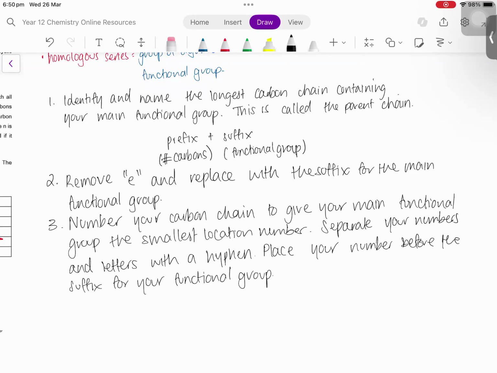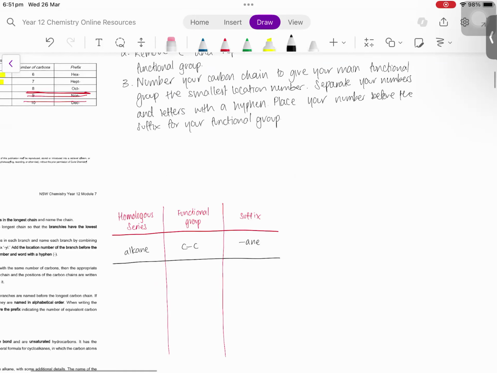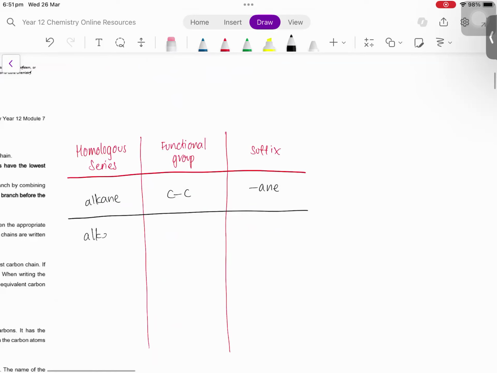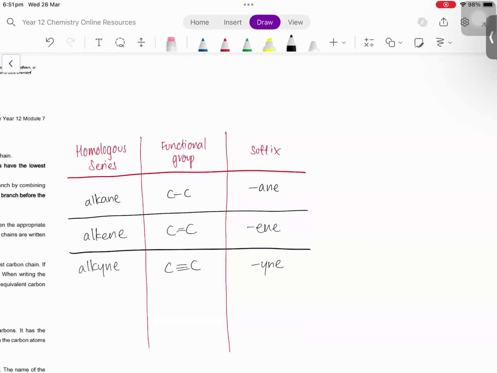All right. Your second functional group is an alkene with a carbon-carbon double bond. The suffix is -ene. Your third homologous series is an alkyne. The functional group is a carbon-carbon triple bond, and the suffix is -yne.